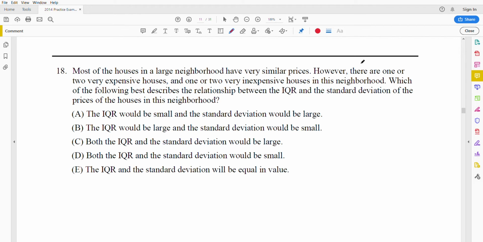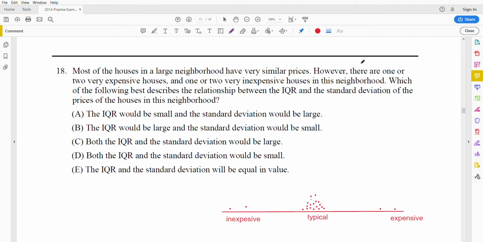All right, so let's make a visual here. Okay, as a number line, I'm not going to use actual numbers, but we're going to have inexpensive houses on the left, your typical valued homes in the middle, and your expensive homes on the right. Okay, now we just read that most of the homes are similar in price. So these are going to be your typical valued homes. There's a lot of those. We've got one or two expensive homes, right? So think of those as high outliers. We've got one or two inexpensive homes. Think of those as low outliers.